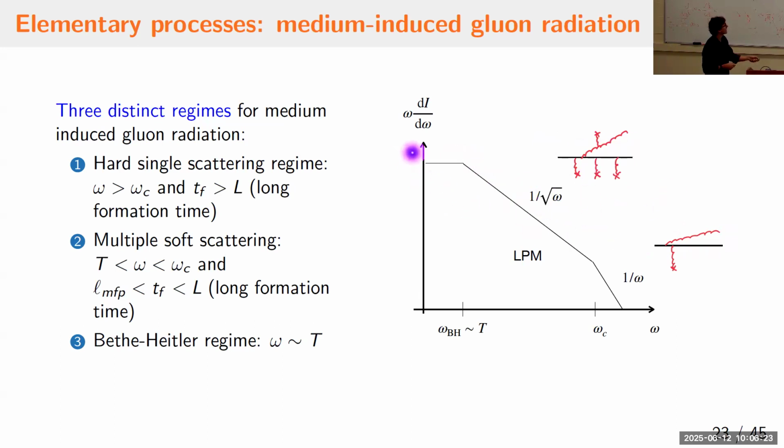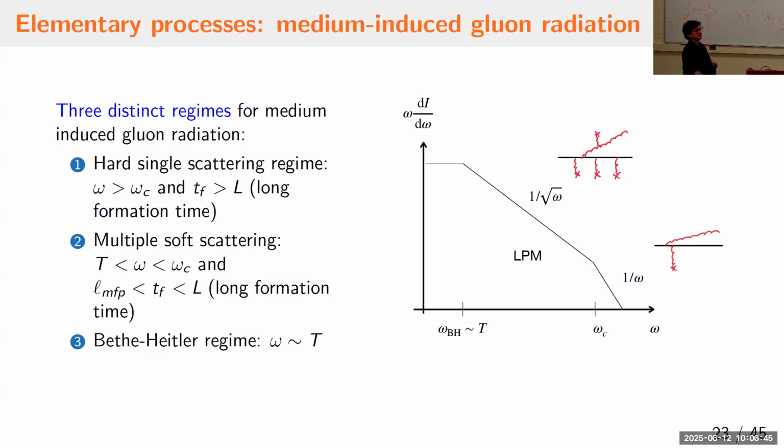With no coherence, we should have a flat spectrum here. The fact that it drops like 1 over square root of omega, this is this LPM suppression, which is due to the fact that more and more scattering centers act coherently as the formation time increases with omega. You have a question?